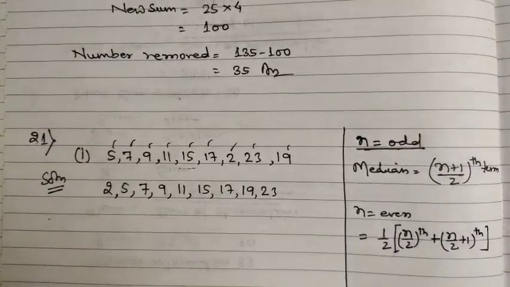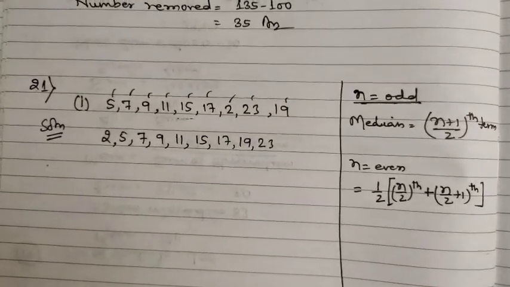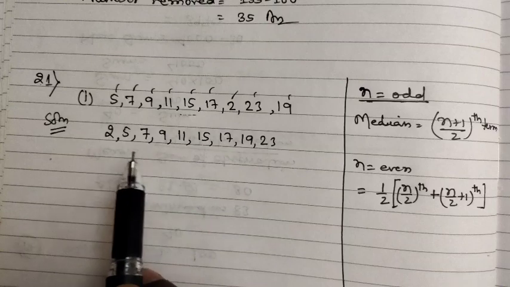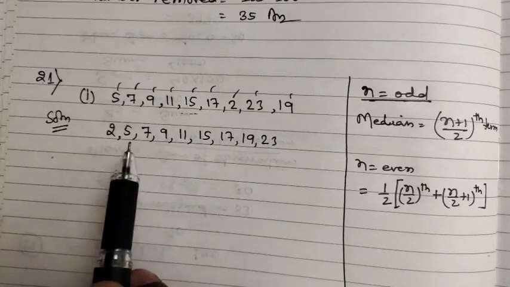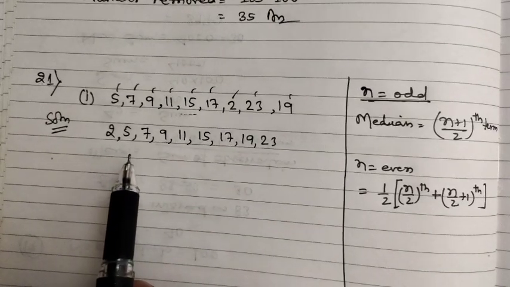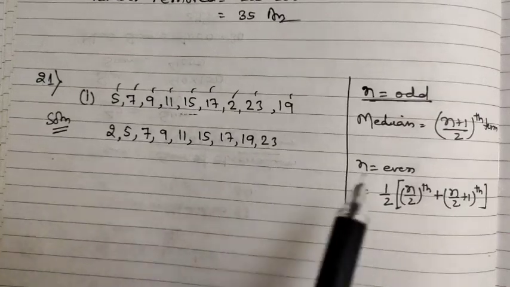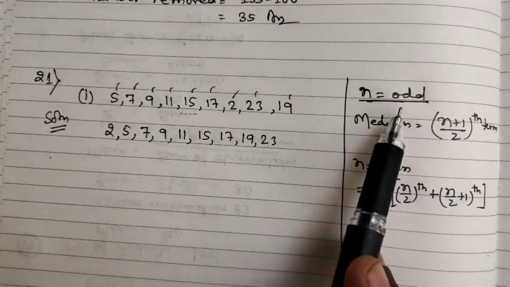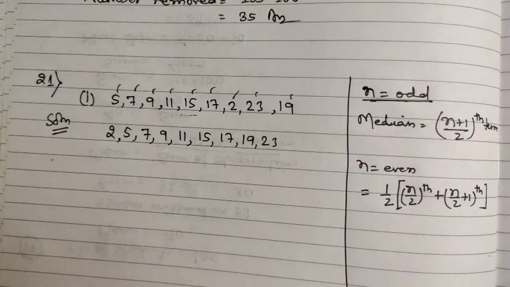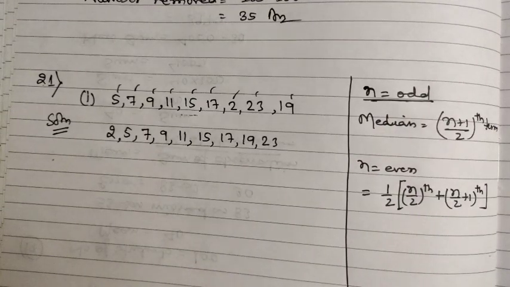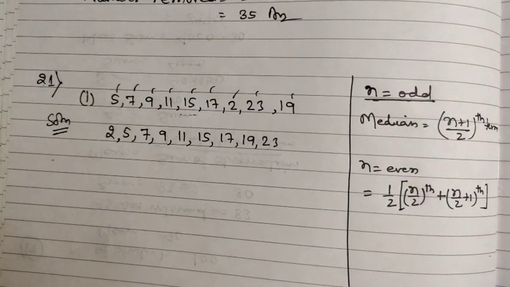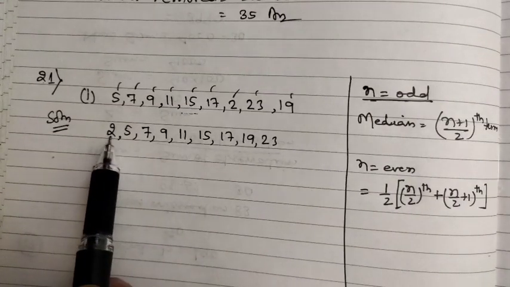This is the formula. We will put the value of the term. Now what do we have to do? From this data we have to count the number of terms, whether it is odd or even. If it is even, we will use this formula. If it is odd, we will use this formula. We will solve two questions related to this median, one about an odd number of terms and another about an even number. Now let us count the number of terms.